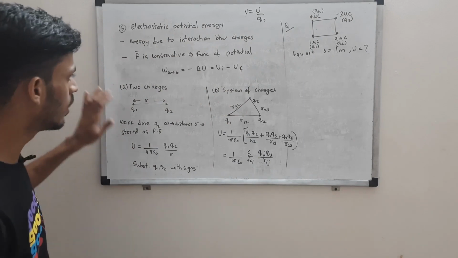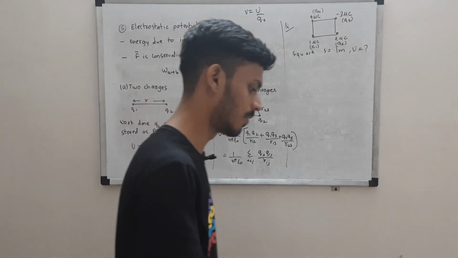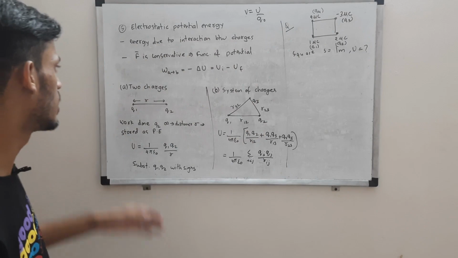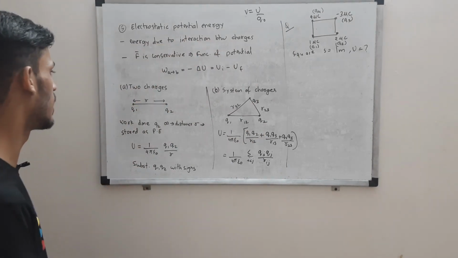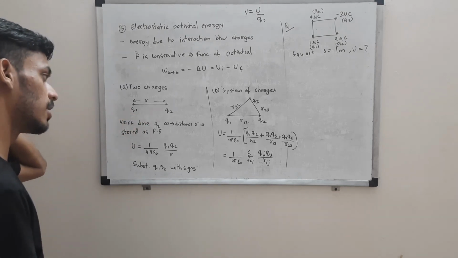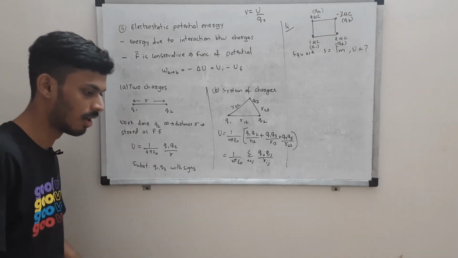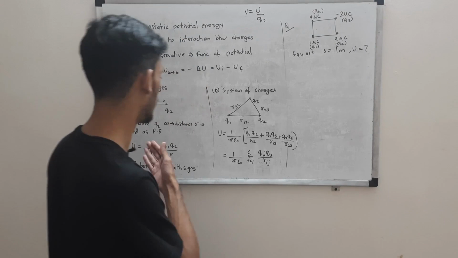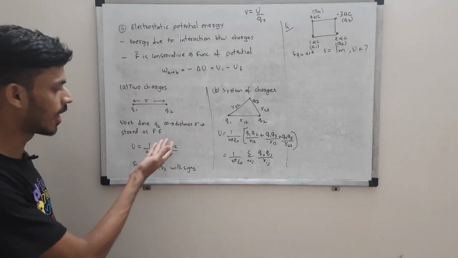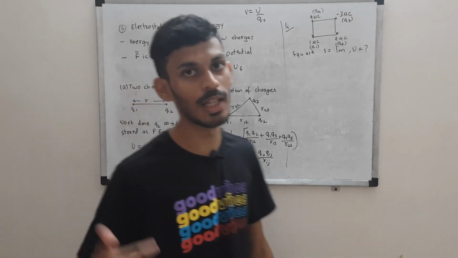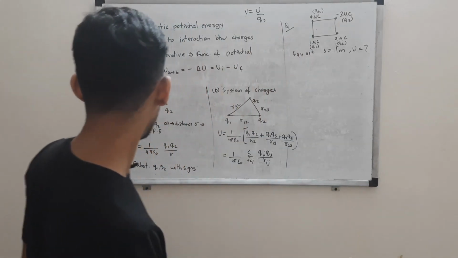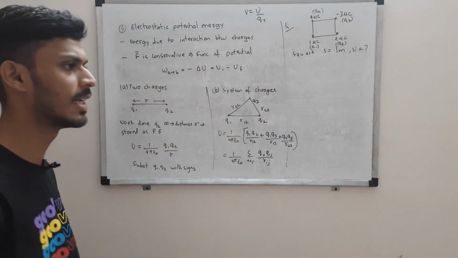Now let us discuss potential energy for different systems of charges, like two charges. As I told you, it is due to interaction, so we must have at least two charges. For two charges, the potential energy is given as k q1 q2 by r, where k is 1 upon 4 pi epsilon naught. It is important that you substitute q1 and q2 with sign.